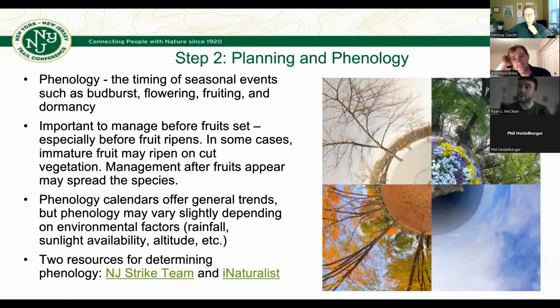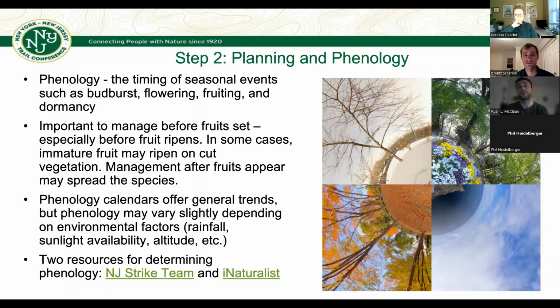Hi, everybody. I am Ryan McLean, the Terrestrial Invasive Species Project Manager here at the Trail Conference. Following up on what Brent was talking about, it's really important to know what phenology is and what the phenology is of the species that you're seeing along your trails. Phenology is the timing of seasonal events such as bud burst, flowering, fruiting, and dormancy. The reason this is important is because if you manage a species after fruit appears, you could end up spreading that species even further than if you just left it unmanaged.